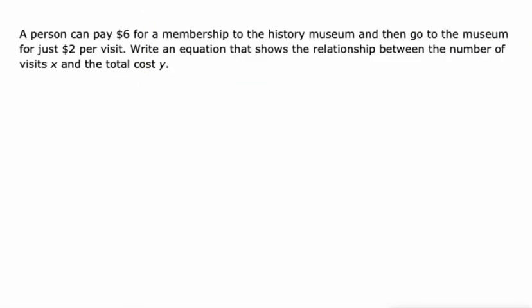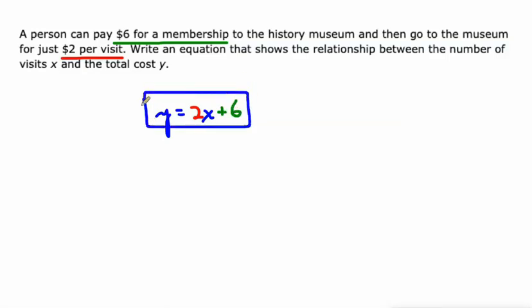A person can pay $6 for a membership to the history museum and then go to the museum for just $2 per visit. So per visit lets me know that's the slope, the constant rate of change, and $6 for the initial membership, that's going to be the y-intercept. So the total cost y is equal to $2 every time we visit, where x is the number of visits, plus the $6 that we only had to pay the 1 time. So y equals 2x plus 6.